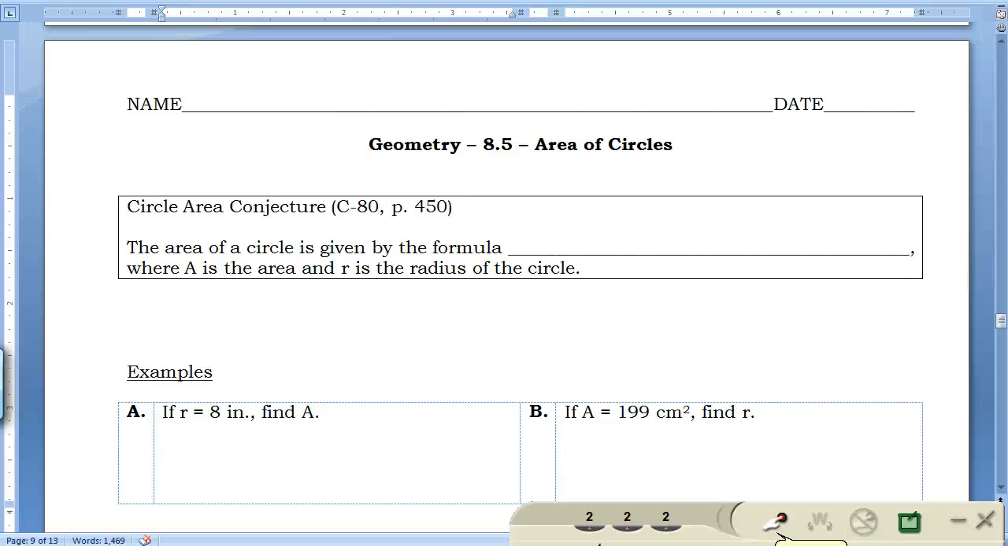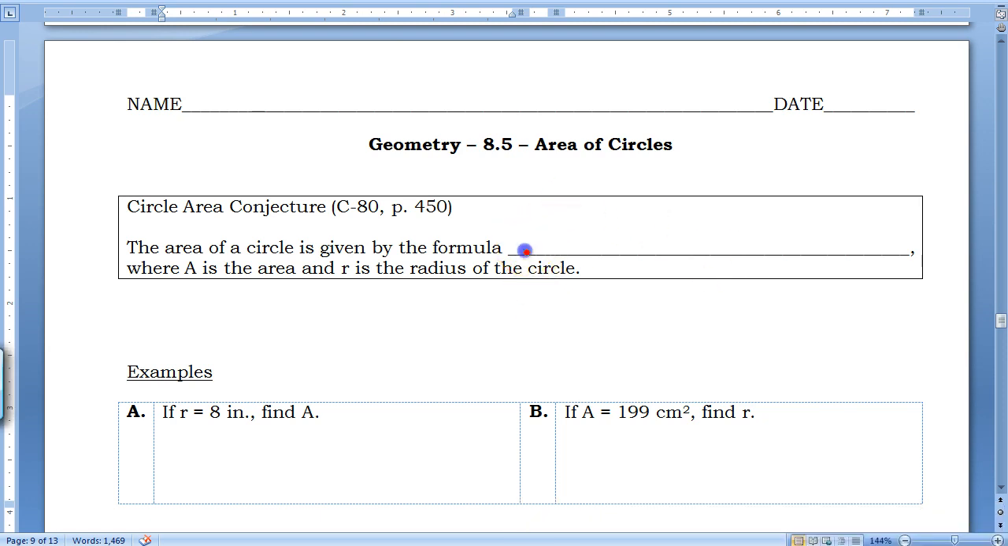Okay, this is Geometry Section 8.5. We're going to do areas of circles. So the formula for the area of a circle is given by A equals pi times radius squared. Now if you forget pi, that's 3.14.